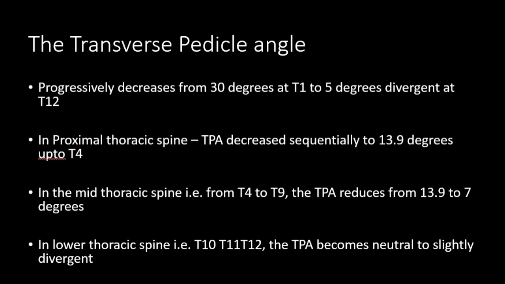The entry point, the trajectory mediolaterally, should be almost straight. One has to note that only in T1 and T2 is there a significant angulation of 30 degrees, but the rest of the spine is hardly 13, that is 10 degrees to 7 degrees or even less than that in the lower thoracic spine. So in the lower thoracic spine you should have minimal angulation.